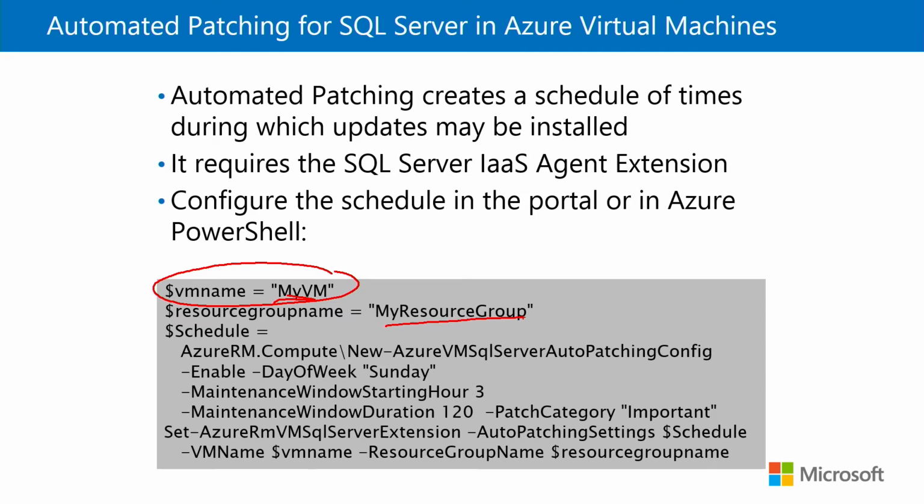Now, in this example here, we're actually creating a patching schedule. So you see that command right there? That creates a brand new Azure VM SQL Server auto patching configuration, or schedule is really what we're doing here. We're specifying this to occur on Sundays, starting at 3 a.m., running for 2 hours for important updates.